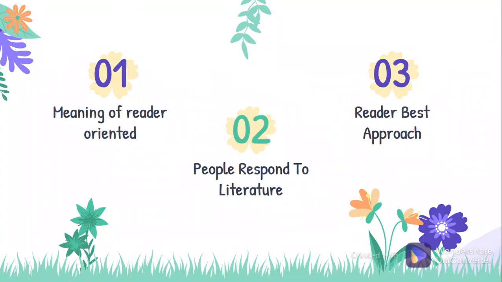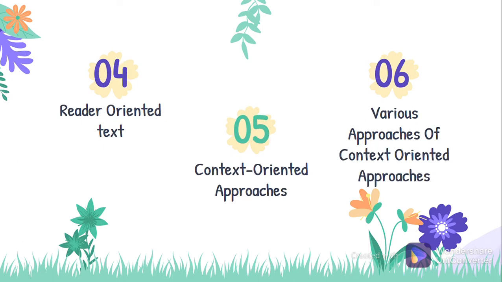The table of contents in this material is: the first one is the meaning of reader-oriented. The second one is how people respond to literature. The third one is the reader-based approach. The fourth one is reader-oriented text. The fifth one is the context-oriented approach. The sixth one is various approaches of context-oriented approaches.